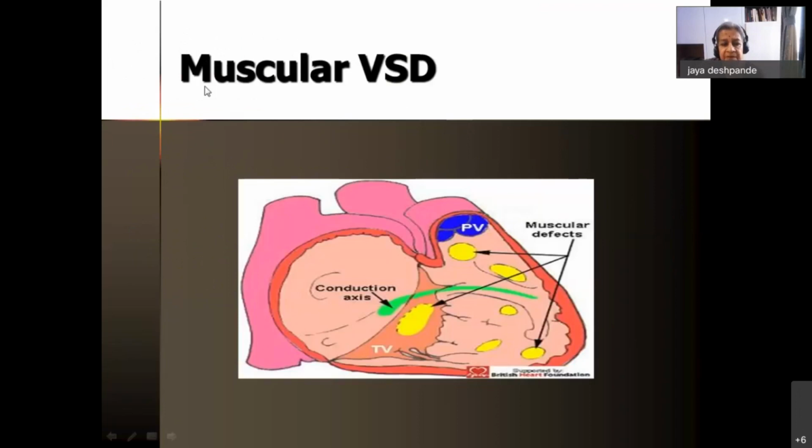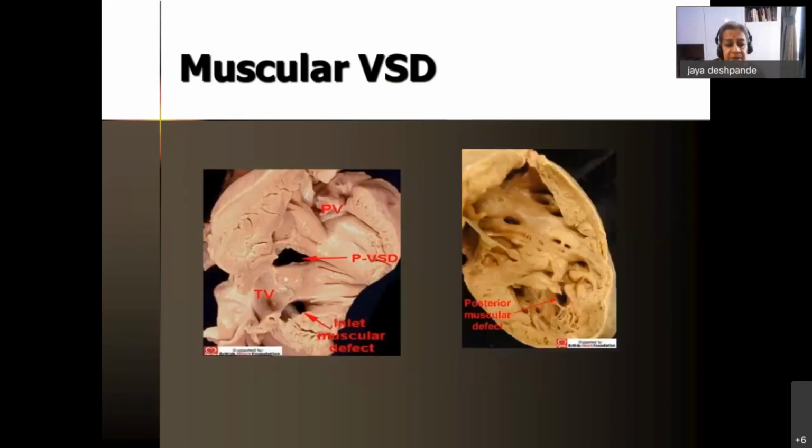The next type of defect is the muscular VSD, and muscular VSD can be present in any region of the muscular interventricular septum. So here we have the inlet portion, the trabecular portion, all these yellow areas are muscular VSDs, and also in the outflow portion. They are rimmed by muscle all around, so they are simple to identify.